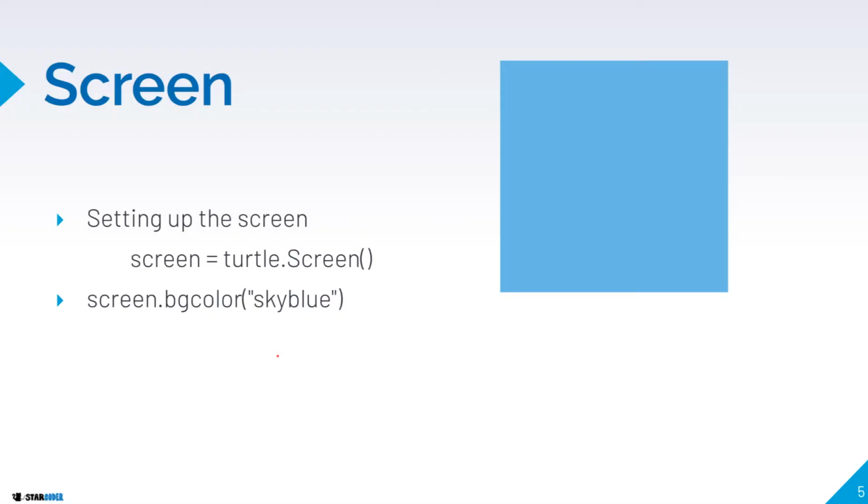Now let's set up the background of the drawing. To set up a screen, we simply create a screen as turtle.Screen. Again, make sure to capitalize the S. And as we can see in our background, we have a sky blue color.